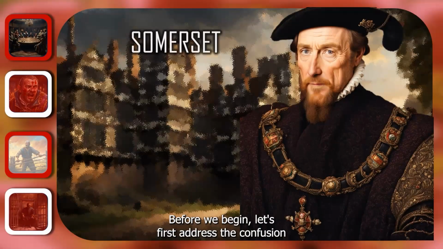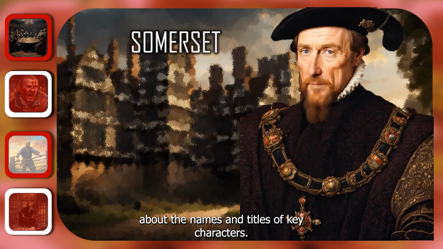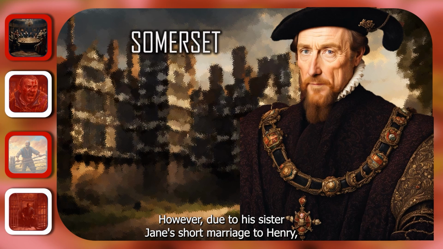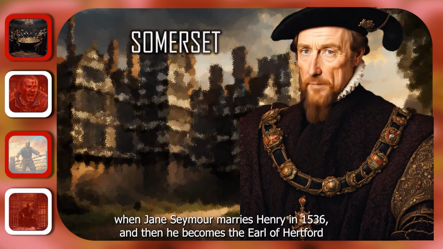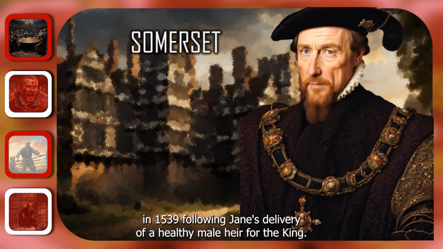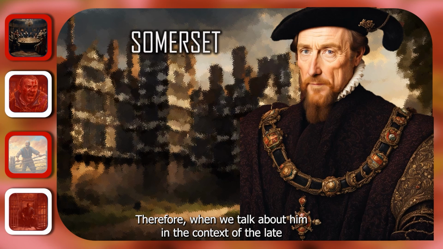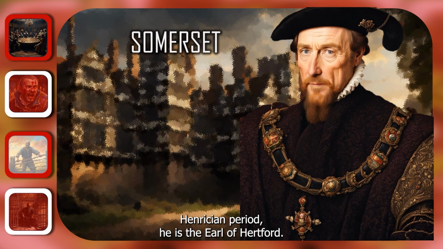Before we begin, let's first address a confusion about the names and titles of key characters. The Duke of Somerset started life as Edward Seymour, the son of a baron called Sir John Seymour. However, due to his sister Jane's short marriage to Henry, he was elevated quickly up the ranks of the peerage. He first became Viscount Beauchamp when Jane Seymour marries Henry in 1536, and then he becomes the Earl of Hertford in 1539, following Jane's delivery of a healthy male heir for the king. Therefore, when we talk about him in the context of the late Henrician period, he is the Earl of Hertford.